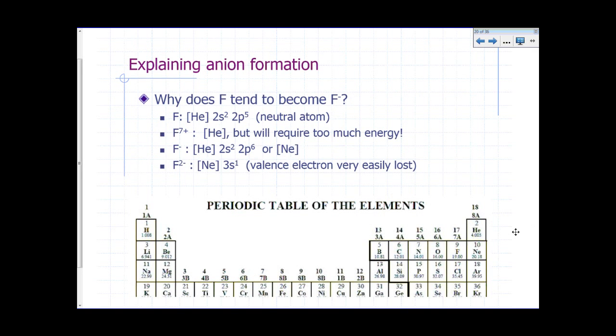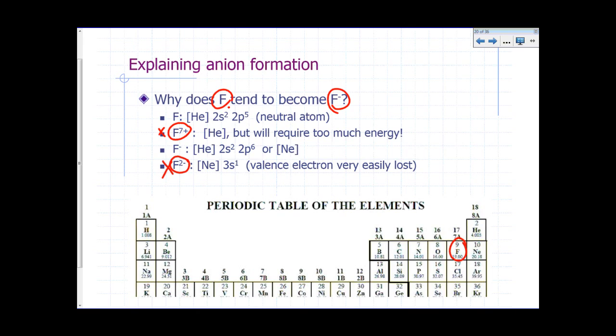All right, so next let's explain formation of negative ions. How do we explain anion formation? Why does a fluorine atom tend to become an ion with a -1 charge? In fact, fluoride, negatively charged fluorine ions, you only find in nature with a -1 charge. You can't find fluorine with a -2. This doesn't exist in nature. You don't find fluorine at a +7.